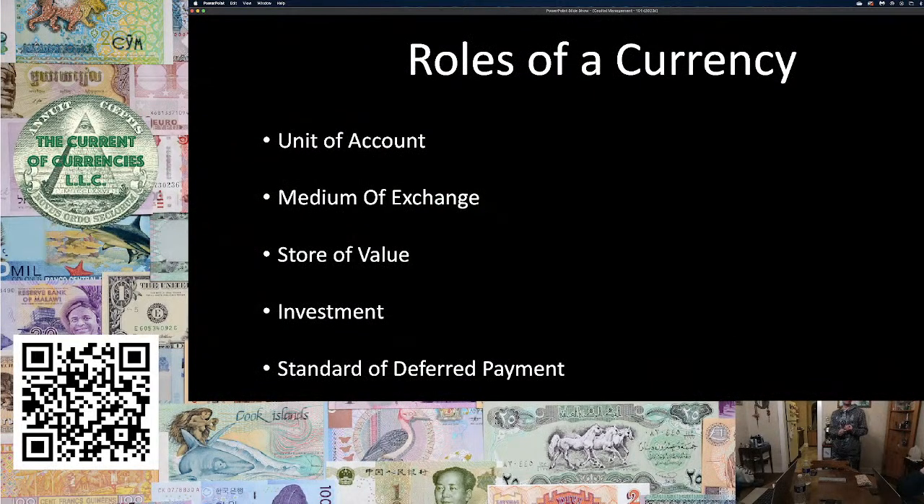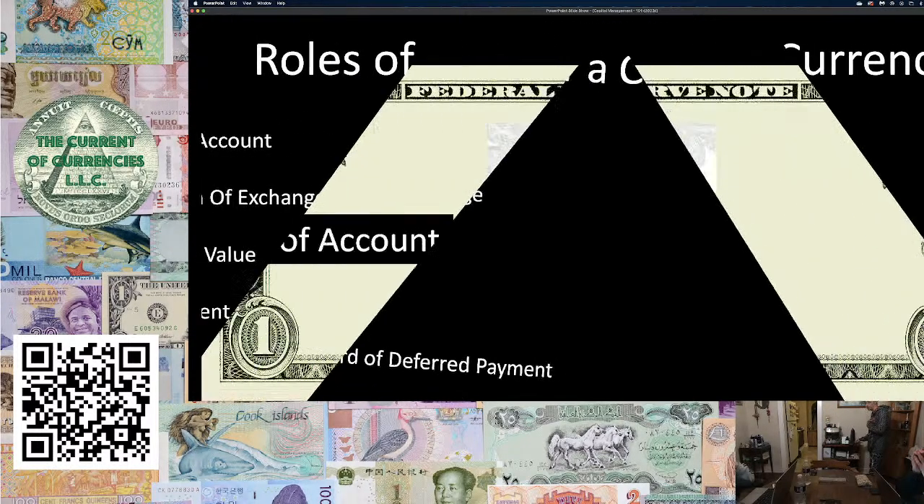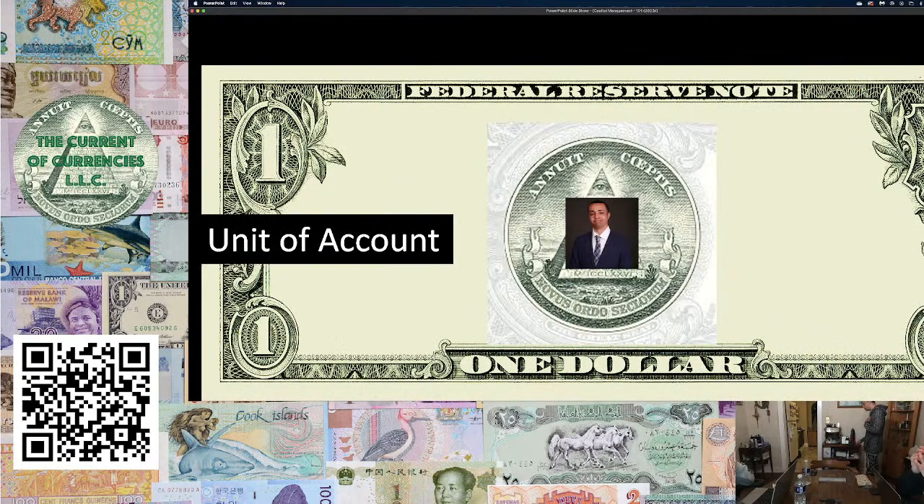Roles of a currency. So, we have unit of account, medium of exchange, store of value, an investment, and a standard of deferred payment. At the end of this lesson, you'll understand that currency is more of a social construct than it is anything else. It's something that we generally use so that we can all just be on a similar medium and live together easier. That's what I would like you to learn out of this class, at least. So, let's start with unit of account.